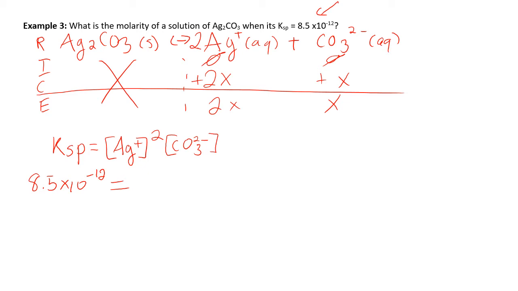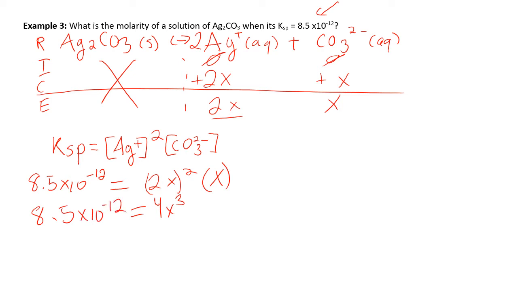We're going to get really small values for our molarities. So we've got 2x, and that's being squared, and then carbonate is just x. So 2x squared would give us 4x squared, times x would give us 4x cubed on this side, equals that 8.5 times 10 to the negative 12. Very similar to our first example. This tends to be a pattern. We get this 4x cubed a lot.